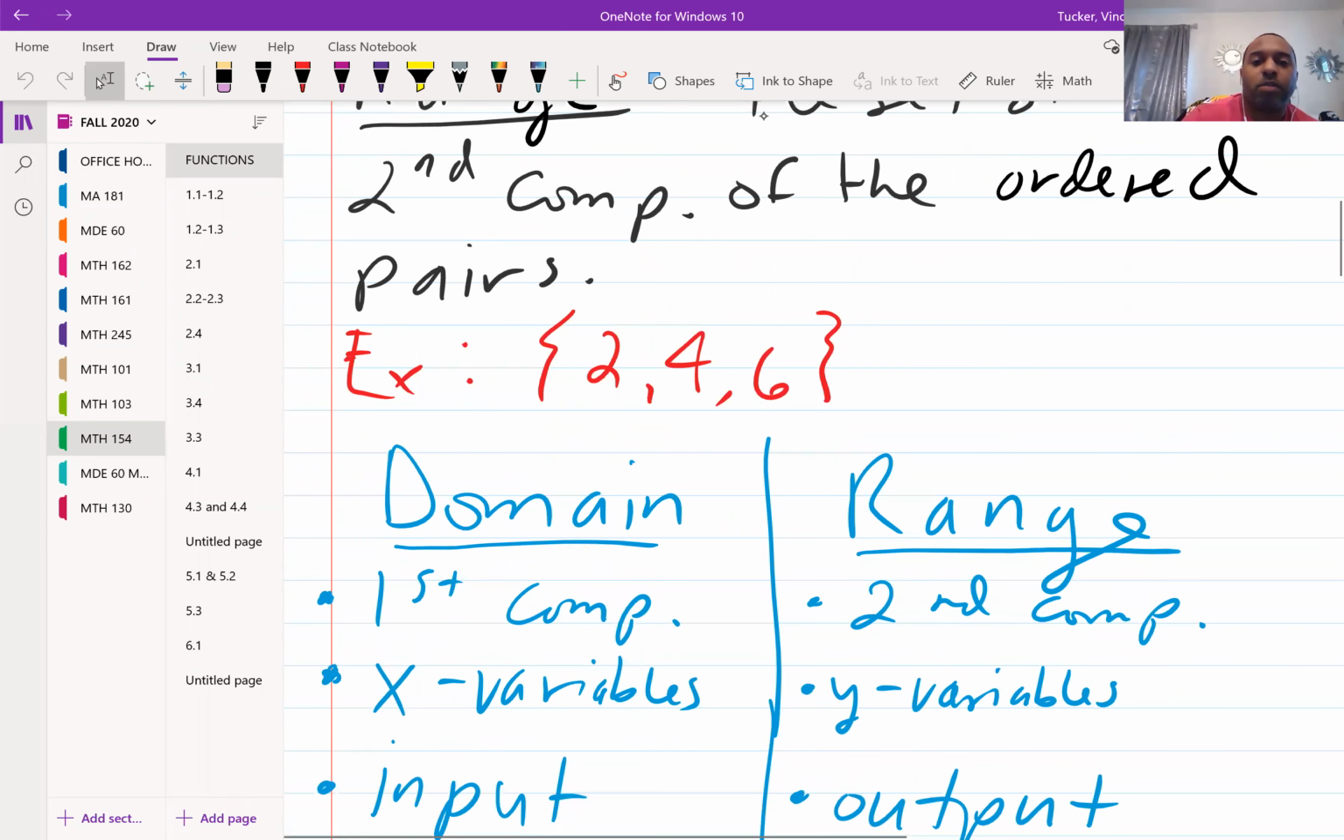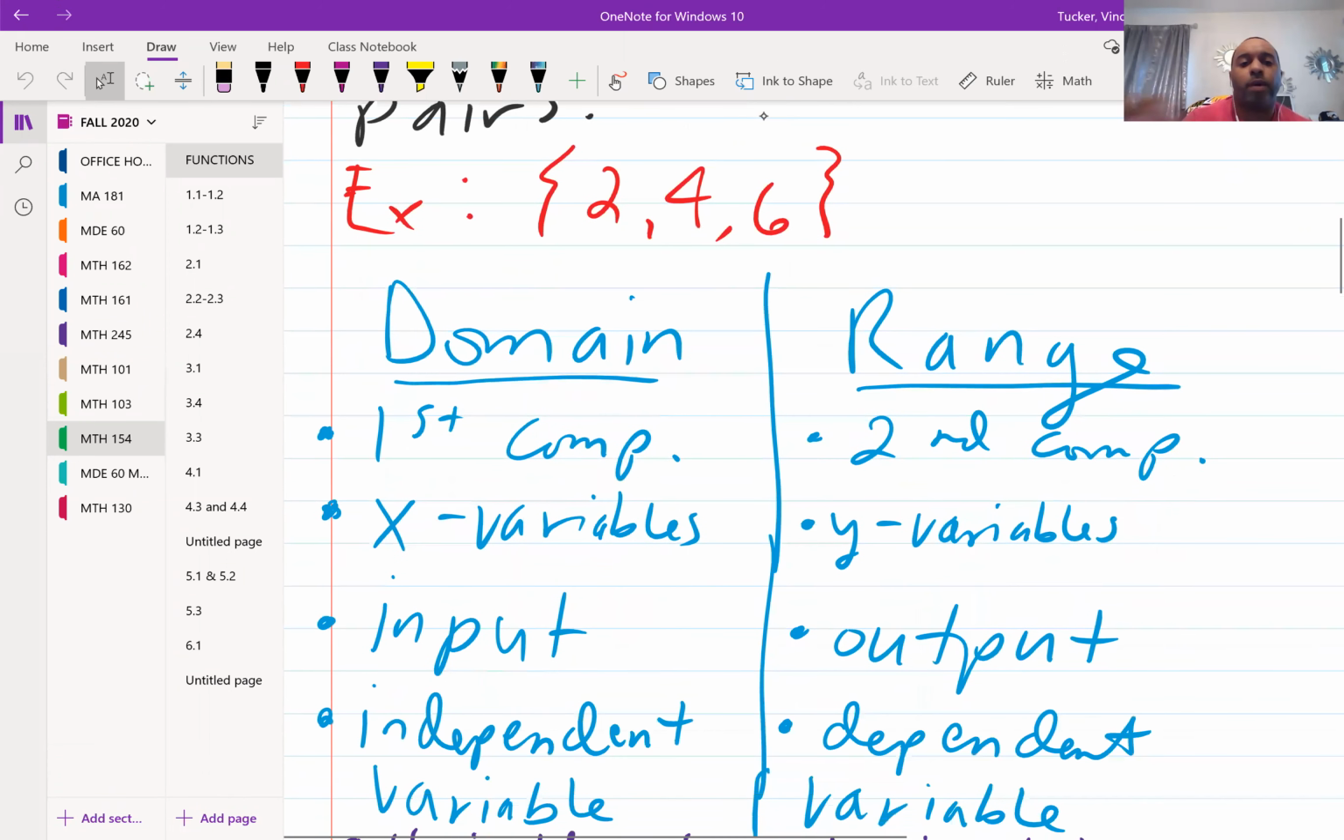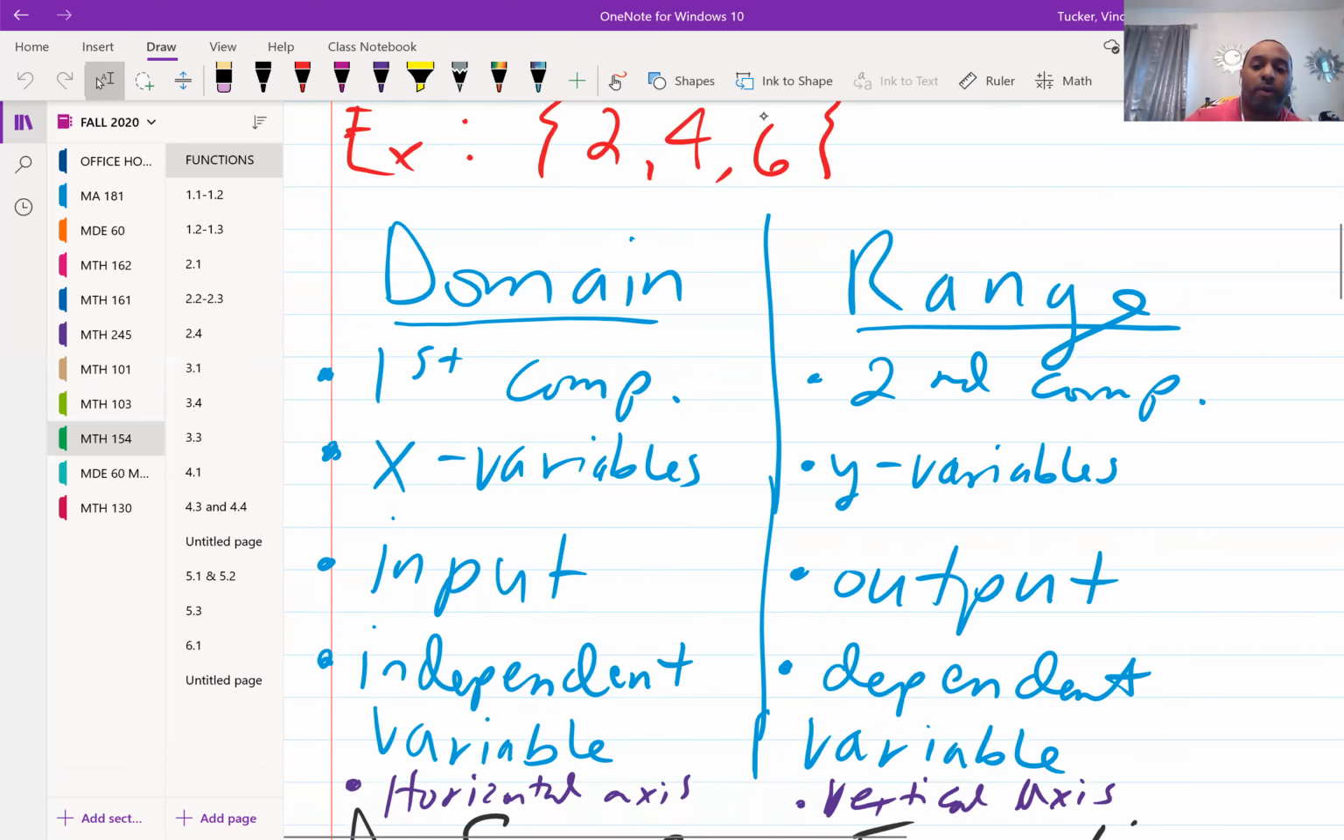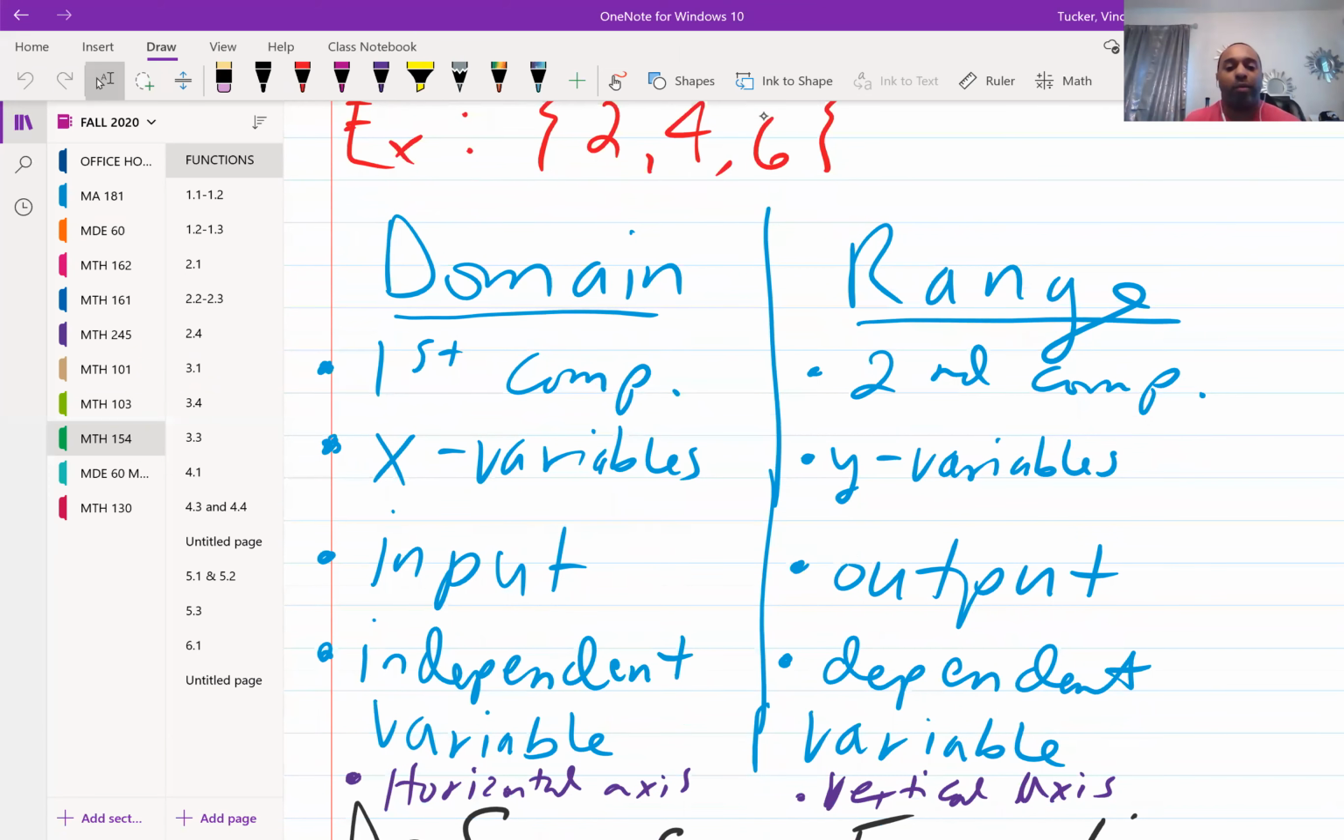All right, so domain and range direct comparison. We already mentioned that your domain is your first component, range is the second component. That means your domain will be your x variables while your range will be your y variables. Your domain is also your input, range is your output. Domain is your independent variable, range is your dependent variable. And also your horizontal axis versus your vertical axis.